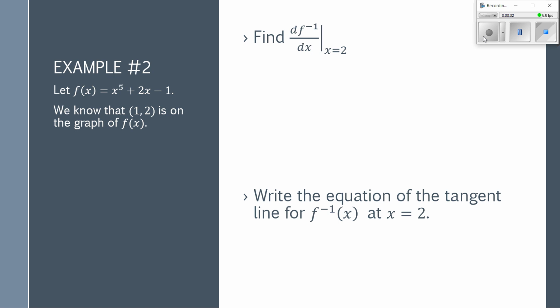So, some examples of working through derivatives of inverse functions. Here we have the function x to the fifth plus 2x minus 1. I'm letting you know that (1, 2) is on the graph, which it is. If you plug 1 in for x, you do get that f of 1 is 2.